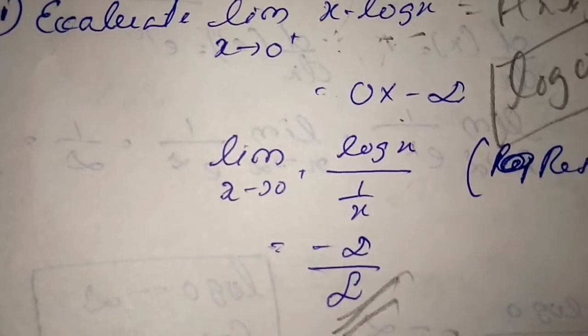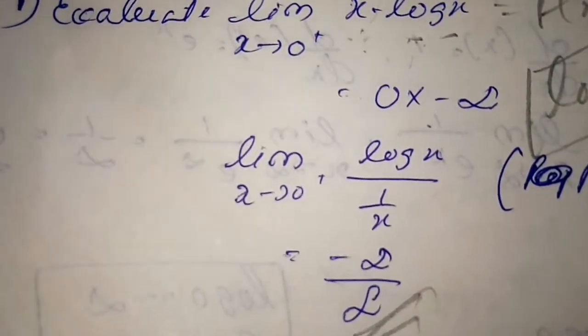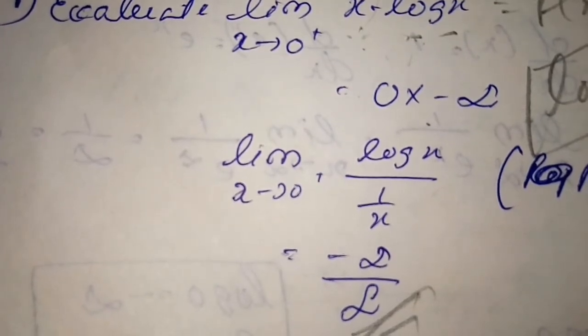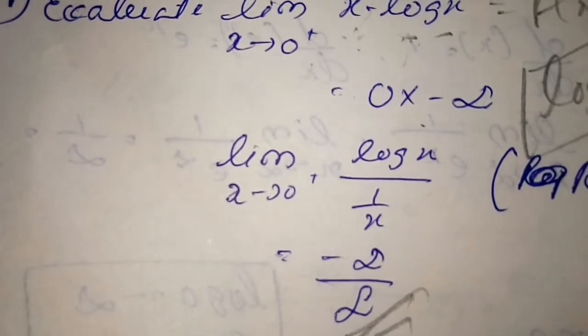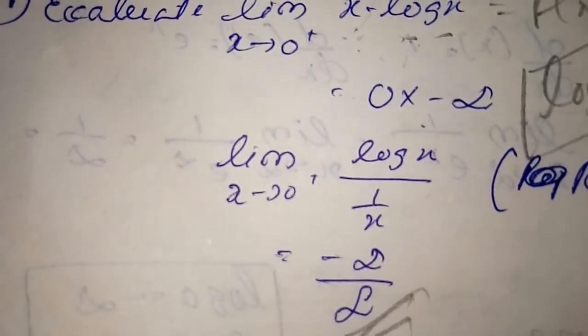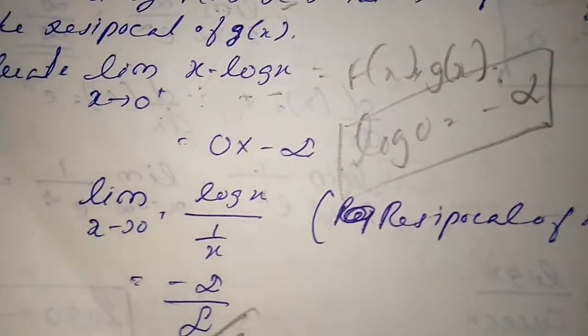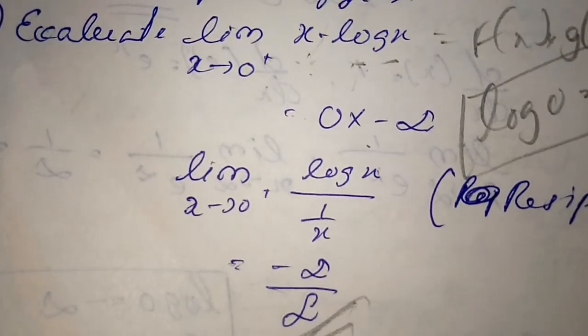I have already done a video on L'Hospital rule. If you don't know how to use L'Hospital rule, you can check that video. Now I am going with it. So we have to solve this with L'Hospital rule. For L'Hospital rule, we first have to check whether it is in the form of 0 by 0 or infinity by infinity. So we have found that it is in the form of infinity by infinity.